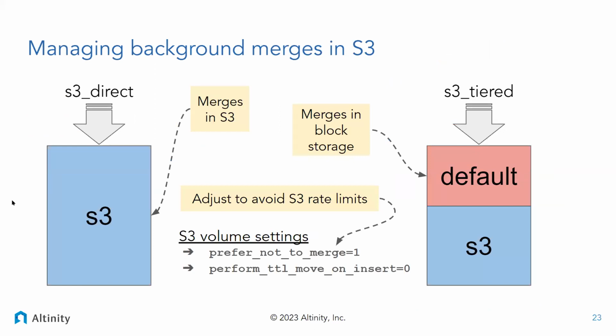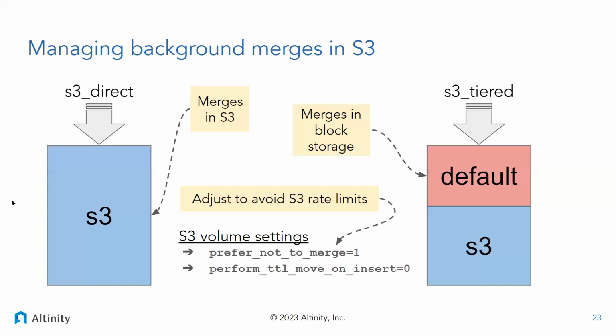Let's talk a little bit about background merges, because this is actually a really important topic for S3. I mentioned that it's not just the cost of storage that you have to worry about with S3, it's also API calls. If you use the S3 direct storage policy, on the left, your table is purely backed by S3, by the S3 device in these examples. When we're tiered, the hot data, that's the red stuff, is backed by the default, and the cold data is in S3.